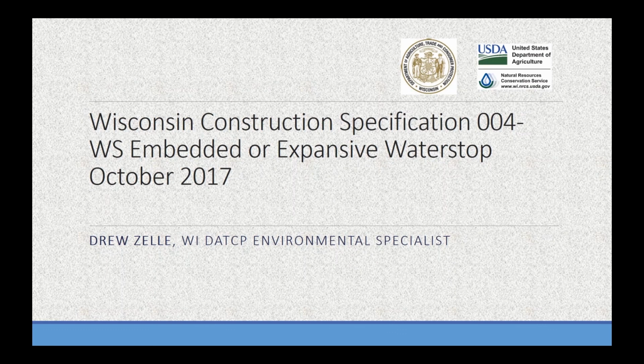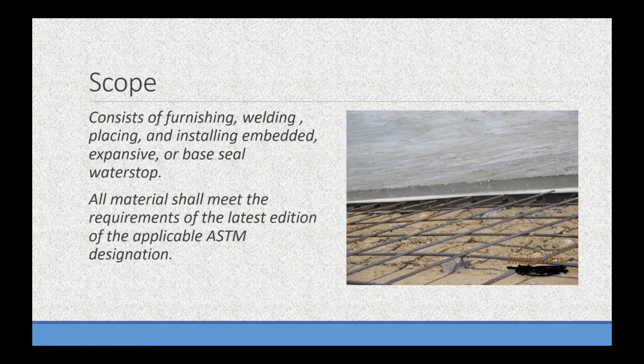What it does is it pulls out the requirements of furnishing, welding, placing, and installing embedded, expansive, and base seal water stop. It pulls that out of the old Wisconsin Construction Spec 4, and it puts it in its new specification in an effort to put a spotlight and to highlight the critical nature of inspecting, placing, and working with these water stops. So it really makes a point of emphasis that when we do water stop installation, we've got to have measures in place, and we'll get into that as I talk a little bit about. But that's why the specification was done. Let's pull it out of Wisconsin Construction Spec 4 and let it sit by itself because it's important.